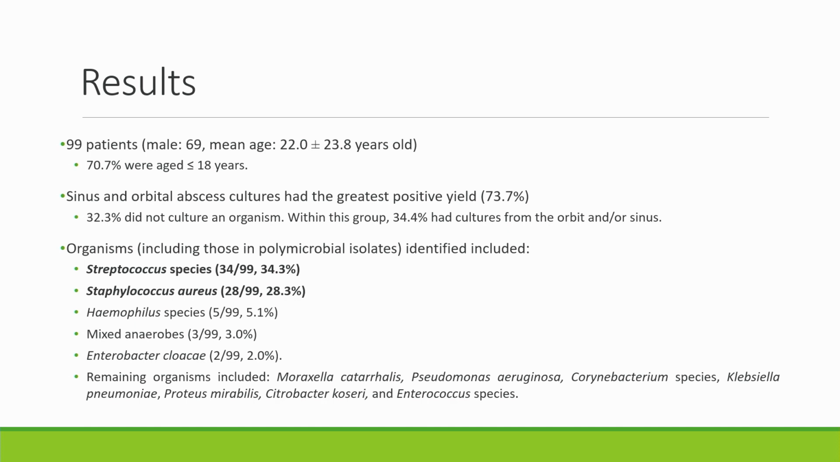And within this group, 34.4% of cultures were from the orbit and/or sinus. Sinus and orbital abscess cultures had the highest yield of 73.7%, whilst blood cultures had the lowest yield of 11.7%. Organisms identified included Streptococcus species, Staph aureus, Haemophilus species, mixed anaerobes, and Enterobacter cloacae. And the remaining organisms, as listed here, each made up 1%.